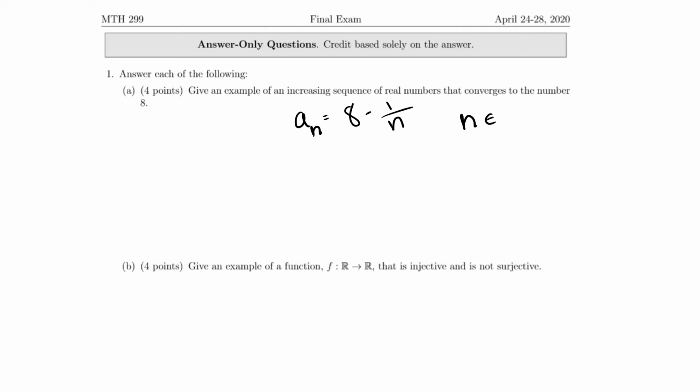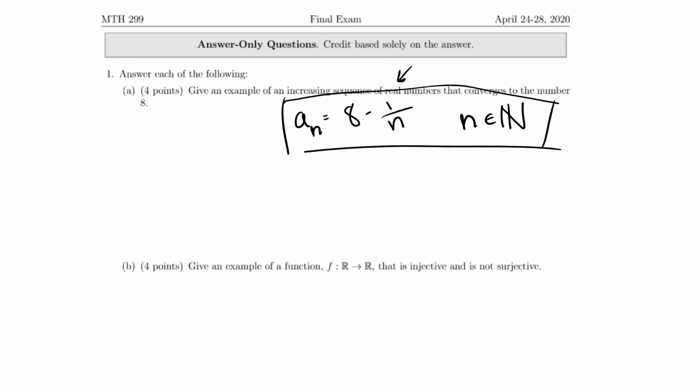And you probably want to say n in the natural numbers. All they needed to be was real numbers, so that's okay that we have fractions, converges to the number 8. Awesome, and they're increasing. So that'll be my answer for this one.